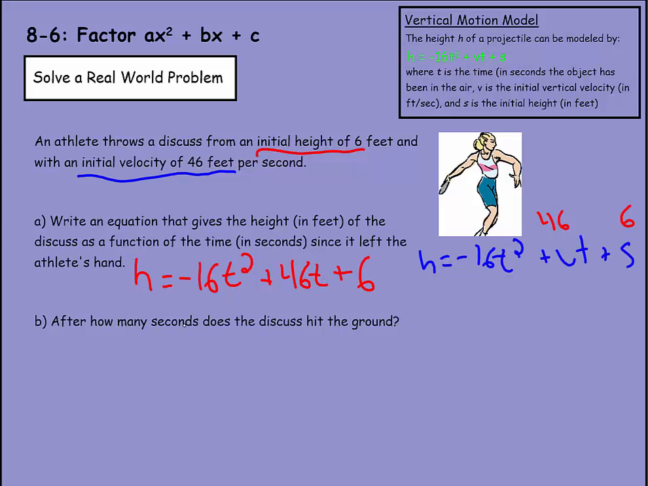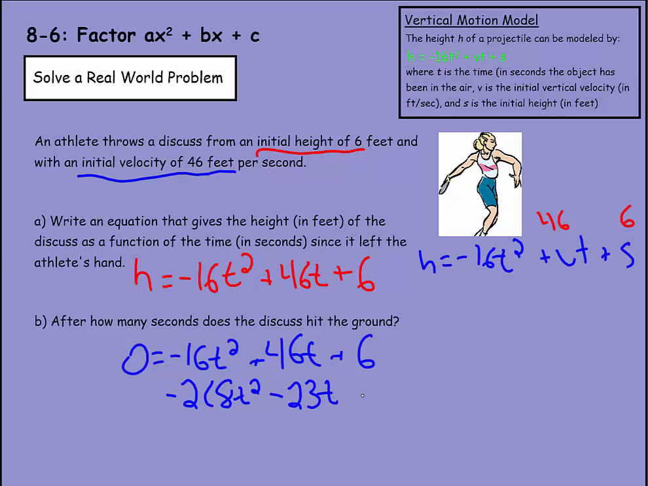Now it asks us after how many seconds does the discus hit the ground? And the ground would be 0 for height, so that replaces the h with a 0. So we have 0 equals -16t squared plus 46t plus 6. Well, here I see I have a negative a, and I never want that. And while I'm dividing by -1, I might as well divide by -2 since they're all divisible by 2. So this would be 8t squared, now it's minus 23t, and then it's minus 3. So here's my new equation, and that all equals 0.